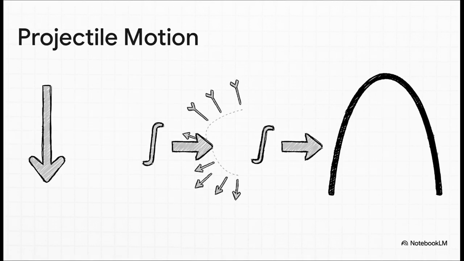It's actually an incredibly beautiful process when you think about it. You just start with one simple vector, the constant downward pull of gravity. Then, using calculus, you can add up the tiny effects of that pull over time to find the object's velocity vector at any given moment. Do that one more time, add up all the tiny changes in velocity, and you get a final vector that perfectly maps out the entire beautiful parabolic arc of its flight.